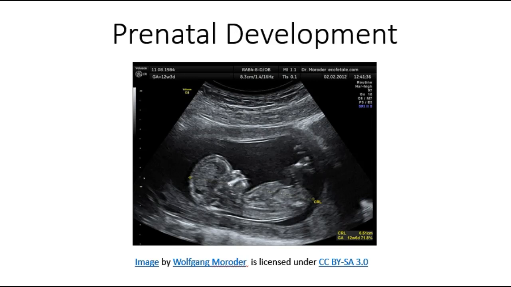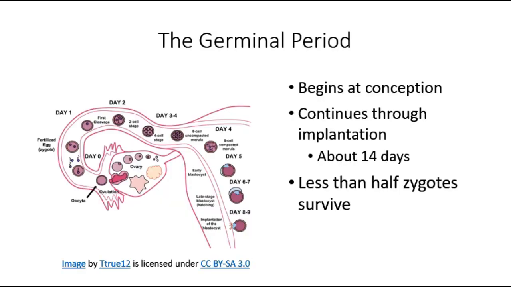This mini lecture is going to cover prenatal development. So after conception, where the sperm and the egg, or the ova, meet and join to become an embryo, the germinal period is what begins. This begins at conception and continues through implantation, which is about 14 days.